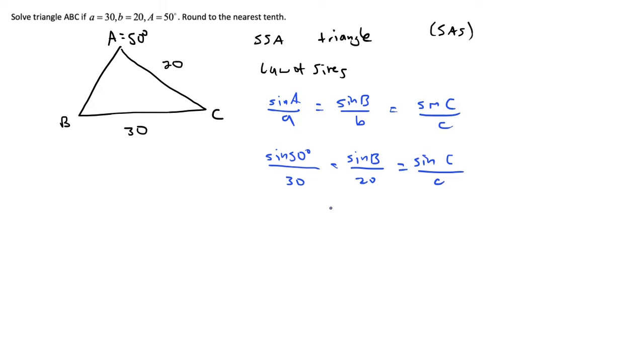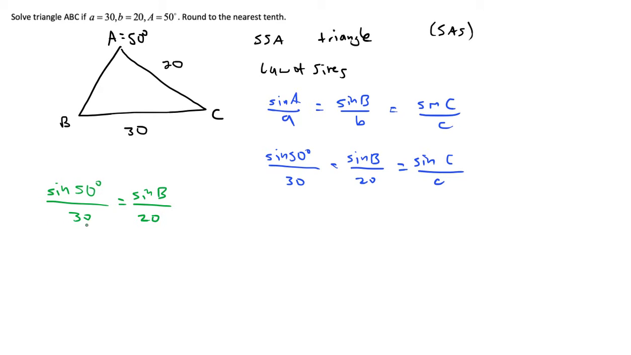But we can do this first. We can solve for angle B here. Once we know angle B, we should be able to determine angle C, because the sum of the angles in a triangle is 180. Then we can use the law of sines one more time to solve for side C. So let's set it up. We'll use the first two ratios: the sine of 50 over 30 is equal to the sine of B over 20.